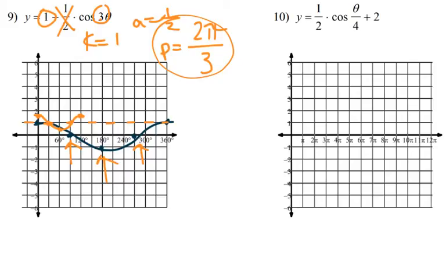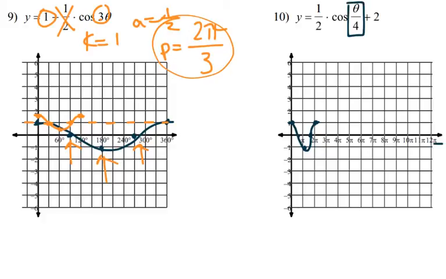Okay, so number 10. So taking a look at this one, here's what, trying to draw the parent graph. They didn't give me much space, did they? So start and end, and down here, so in betweens would look like that. So really short. They go clear up to 12 pi.